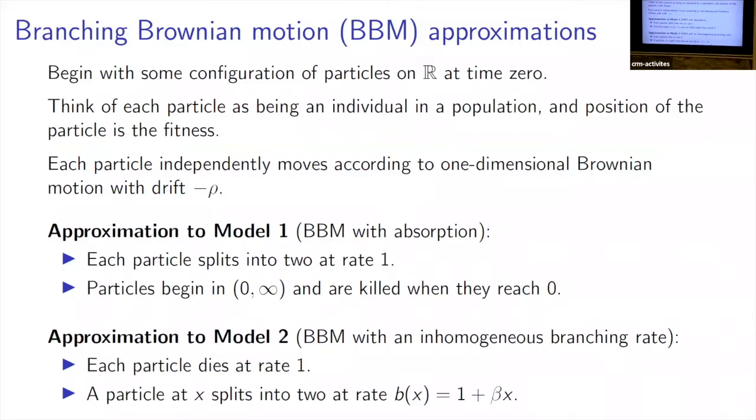So individuals with higher fitness are more likely to have offspring, just as in the second of those two population models. Now, in order to make this a well-defined model, we're going to need some adjustment here so that when x is less than -1 over beta, the branching rate doesn't go negative, but we'll address that when we return to this model later. So throughout the next 4 lectures, we're going to be studying these two population models, and in particular focusing on these approximations that are based on branching Brownian motion. But I'll stop here for today.